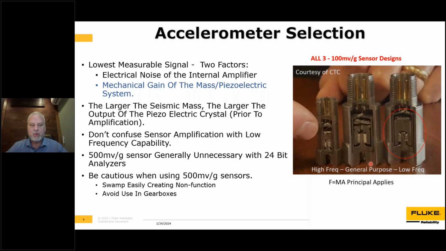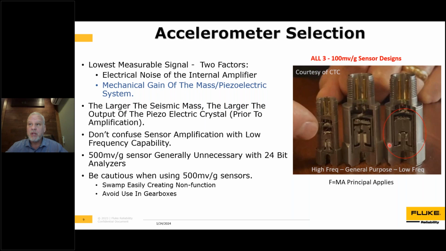What I do think is important, if you have a large gearbox and maybe an online system, is to go to the sensor manufacturers. In this case, CTC gave us this photo of three of their sensors. They're all identical in most aspects. They use a similar amplifier, and they're all 100 millivolts per G output, so they have the same output sensitivity. But the big difference you see here is the seismic mass, which means both the frequency response and their ability to do low frequency measurements are different.